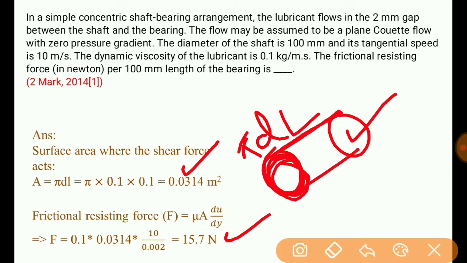These are the very easy questions we solved. Now in the next class we will see what is surface tension. It is a very interesting topic.